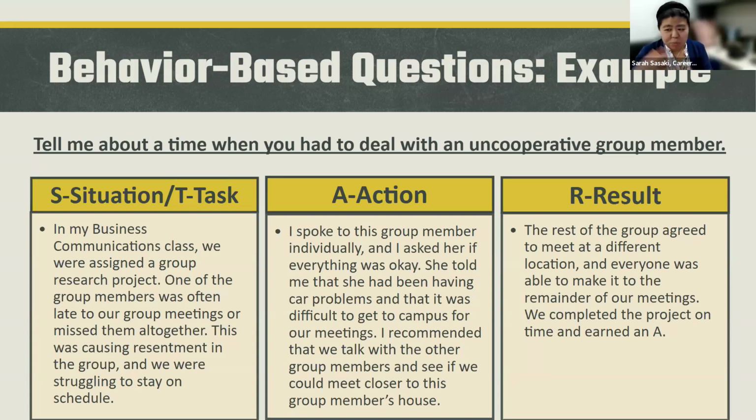And so, with the result, the rest of the group agreed to meet at a different location, and everyone was able to make it to the remainder of our meetings. We completed the project on time and earned an A. And again, I do want to say with some of these examples, not everything is as nicely concluded as this example here. Ideally a positive result would be nice to share, but it also could be a lesson learned, maybe skills you were able to use for that situation to address it.